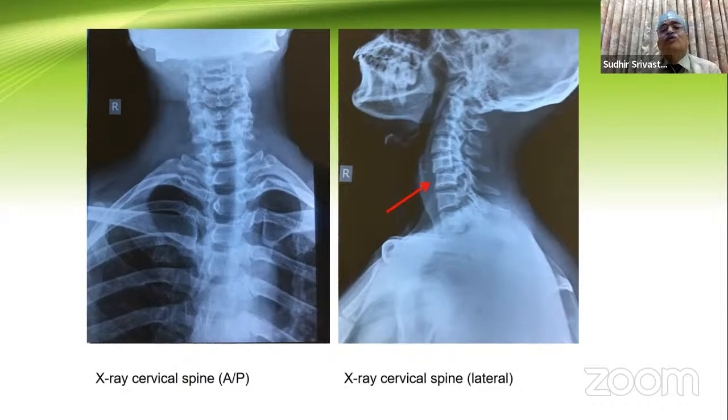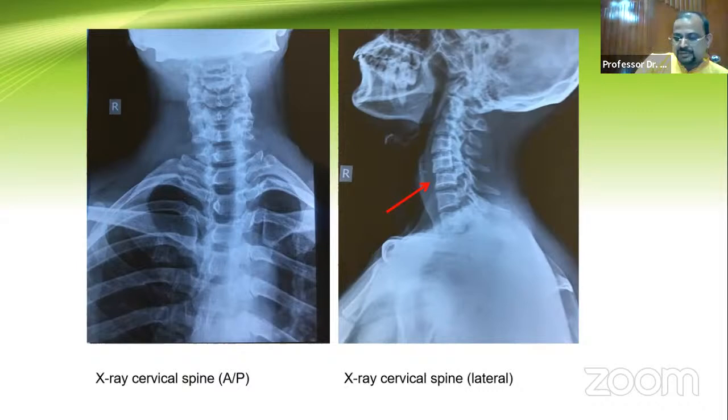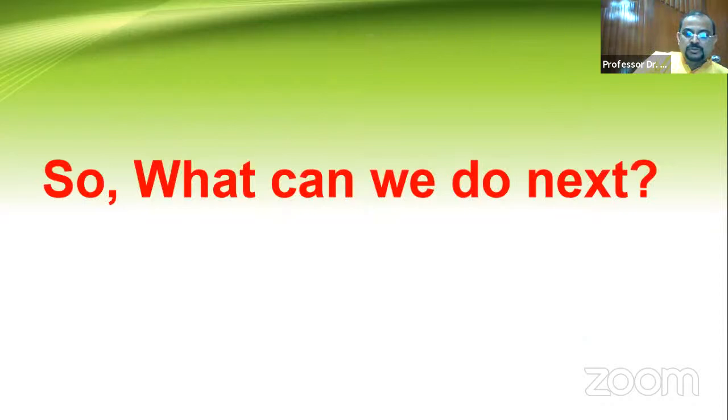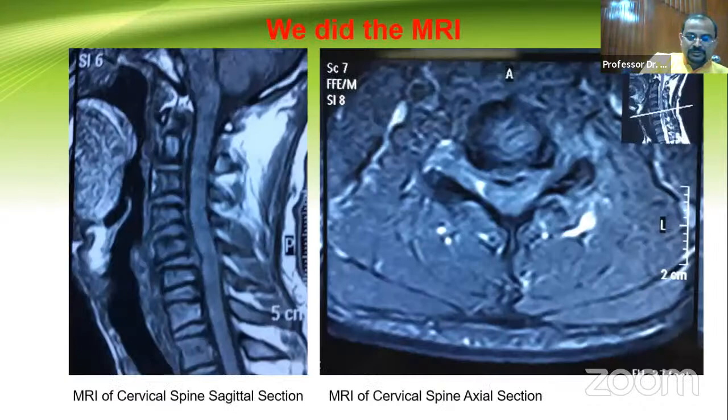Here, if you also draw a line on the lateral view, this is the spinolaminar line. If you go lower down, it is not aligned. So there is displacement here. Thank you, sir, for your nice comments. Actually, this was a unilateral facet dislocation. So what can we do next? We did an MRI. That was the MRI feature.